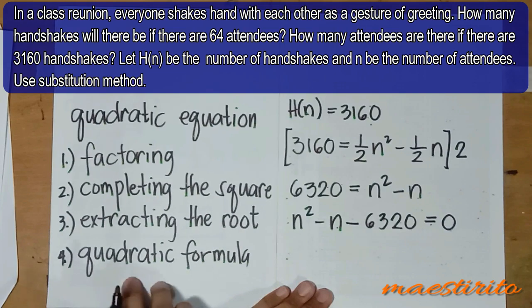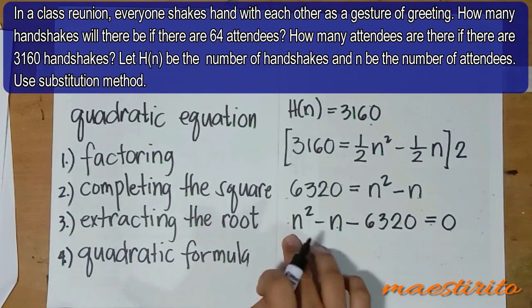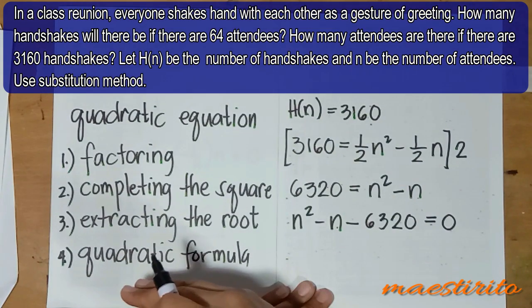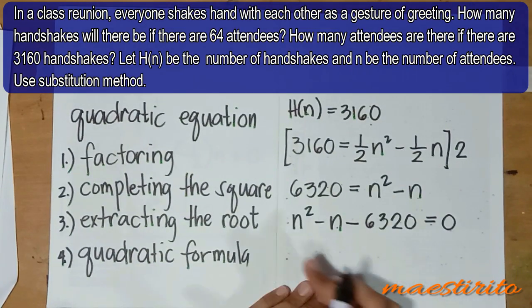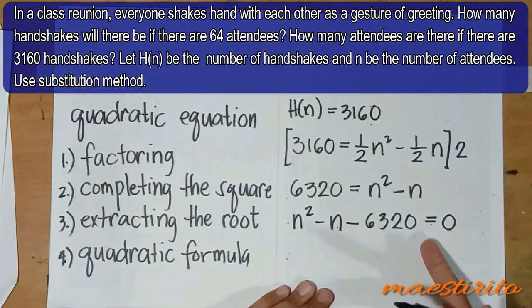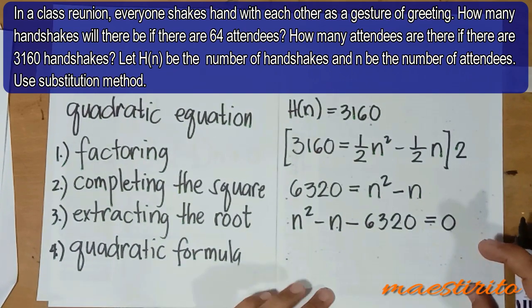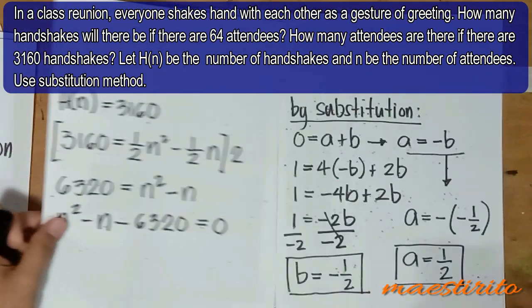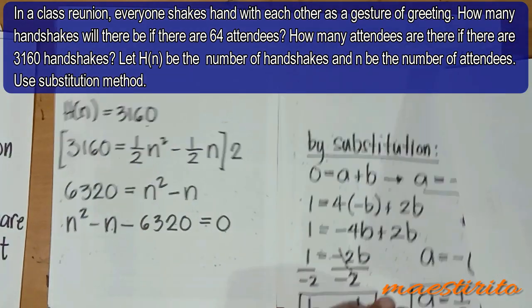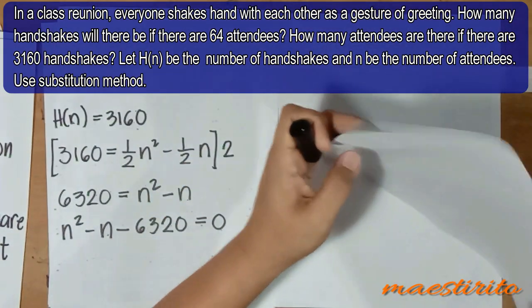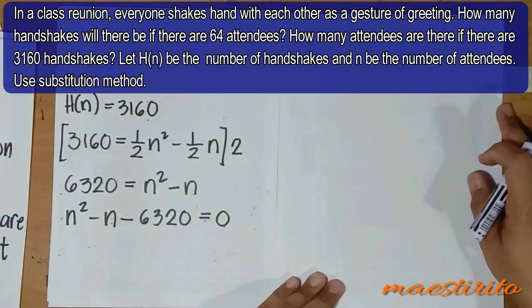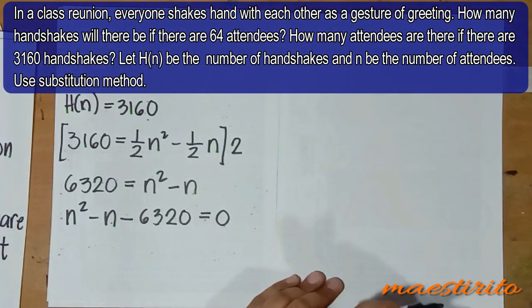If you're going to use the quadratic formula, you should identify your a, b, and c here. It's not the same a, b, c that we solved a while back for the pattern of the problem. So the a here is 1, the b here is -1, the c here is negative 6,320. In this case, I'll be using factoring, not the quadratic formula. Try to recall your factoring, because I will not be discussing it here.